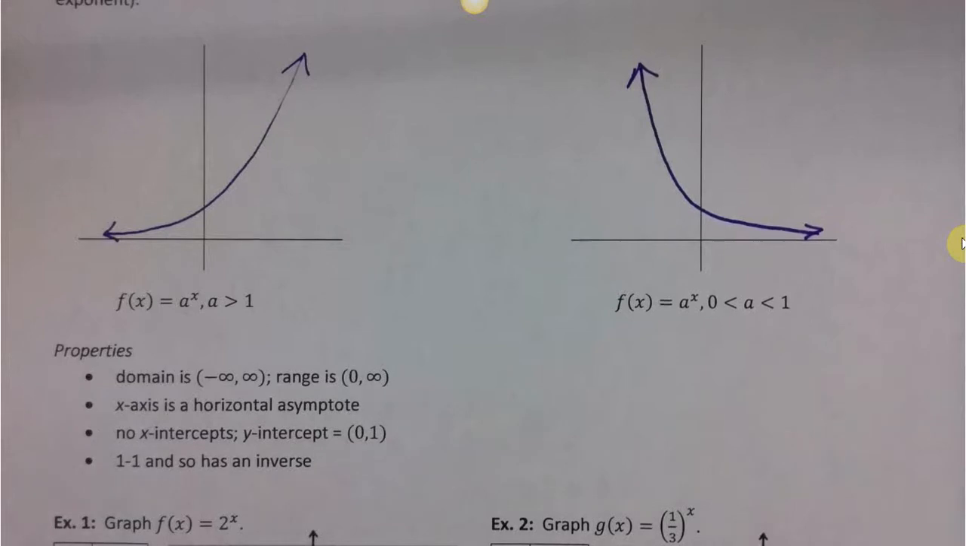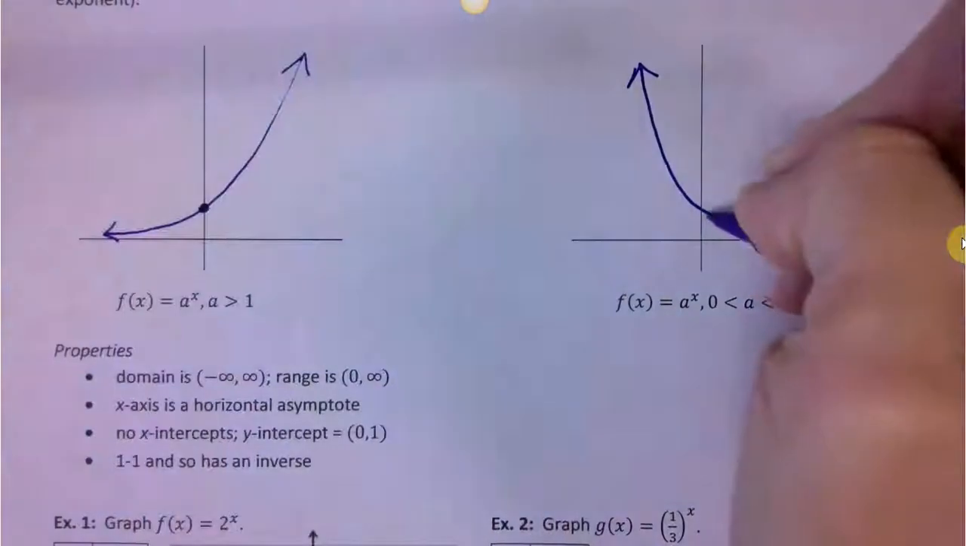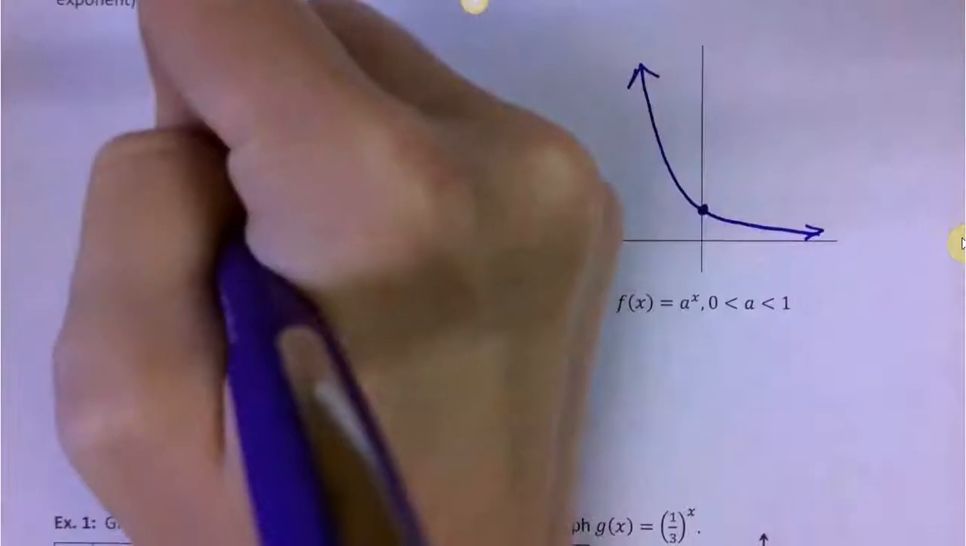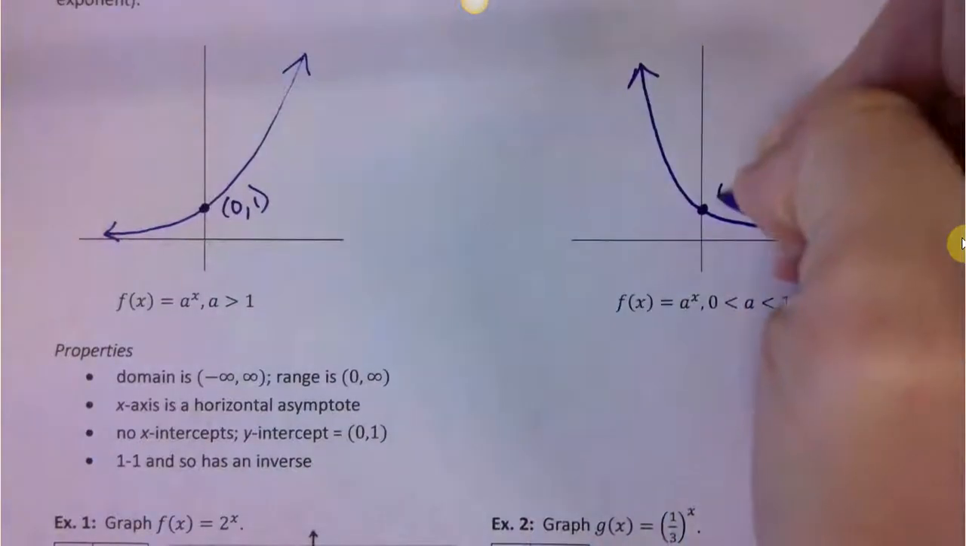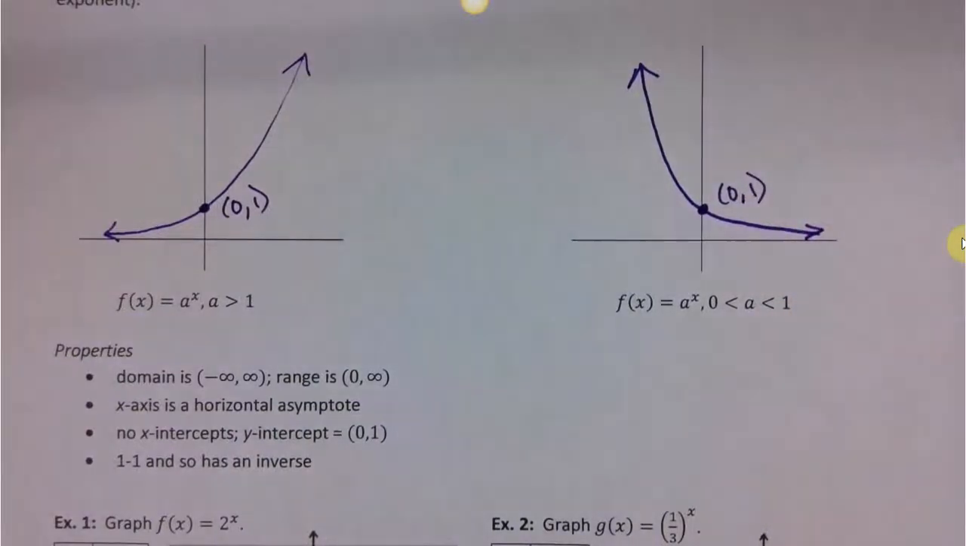Also, because it never touches or crosses the x-axis, these functions have no x-intercepts, but they do cross the y-axis at the point 0, 1. So this point on both of these graphs is located at 0, 1. And both of these graphs also pass the horizontal line test, which means an exponential function is a one-to-one function, which means it has an inverse, and we will talk about that inverse in an upcoming section.